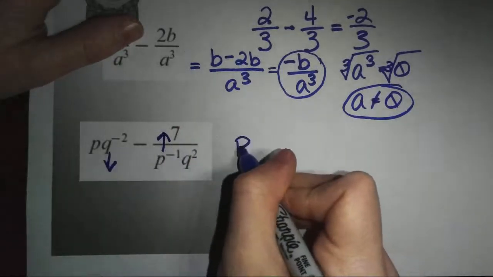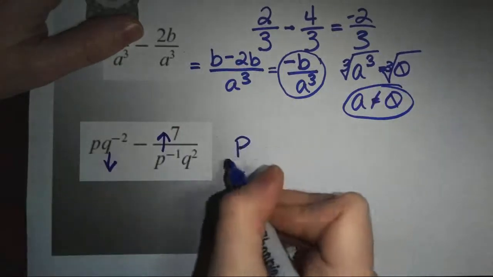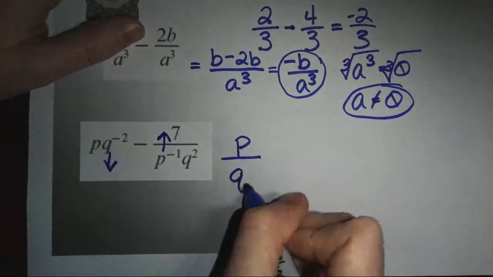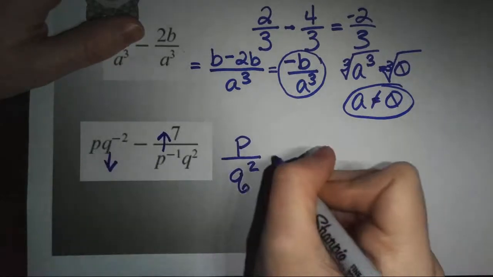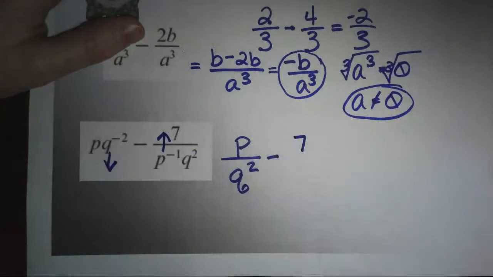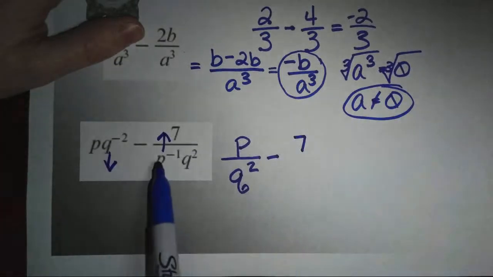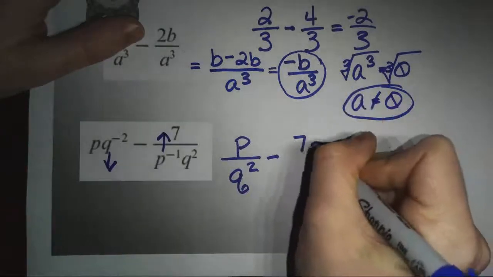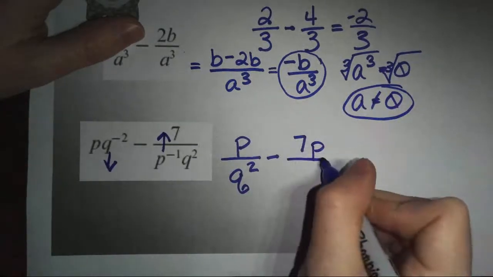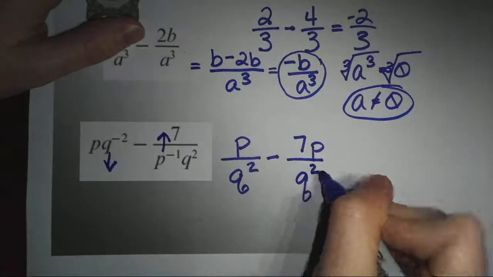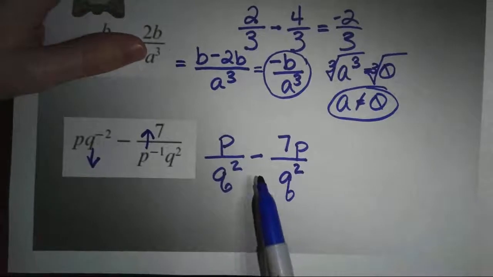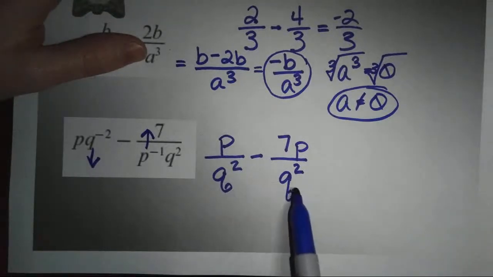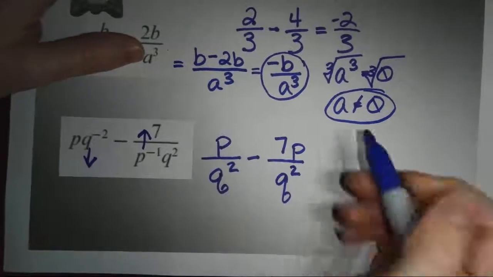So that'll give us p, which stays on top because it has a positive exponent, over q squared to the positive 2 because we moved it to the bottom, minus the 7 stays on top because it has a positive exponent, and we move p to the negative first up to become p to the positive first, over q squared. That one stays on bottom because it already has a positive exponent. Now we can see that these two have a common denominator, the denominator q squared.